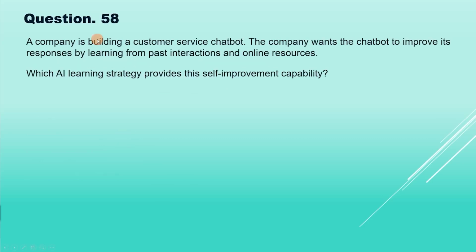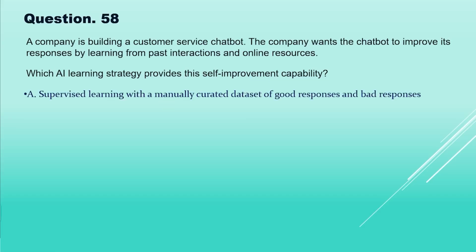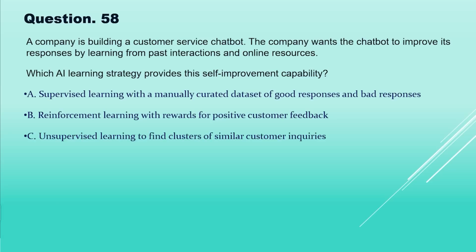Now question number 58. A company is building a customer service chatbot. The company wants the chatbot to improve its responses by learning from past interactions and online resources. Which AI learning strategy provides the self-improvement capability? And here are the options. Option A, supervised learning with a manually curated data set of good responses and bad responses. Option B, reinforcement learning with reward for positive customer feedback. Option C, unsupervised learning to find clusters of similar customer inquiries. Option D, supervised learning with a continuously updated FAQ database.